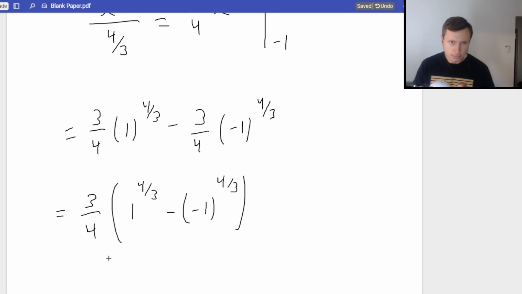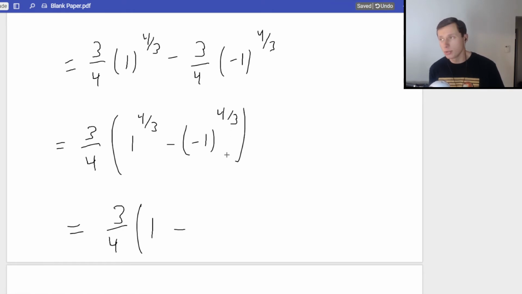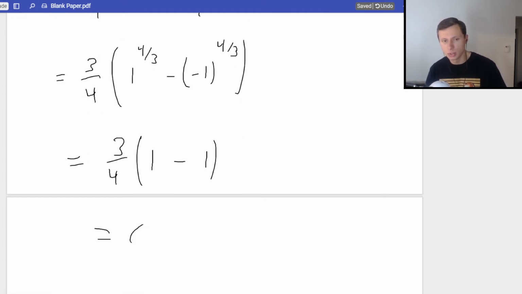I don't care. Now, if we were to plug this in a calculator, or even if you didn't need a calculator, it's 3/4 times 1 to the 4/3 power, which is just 1, minus (-1) to the 4/3 power, which is positive because the 4th power makes it positive again. Again, I'd encourage you to just plug it in your calculator. But it's going to be 1 minus 1. In other words, we're going to get a final integral of 0.